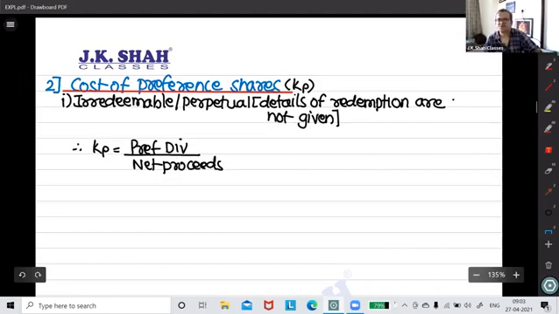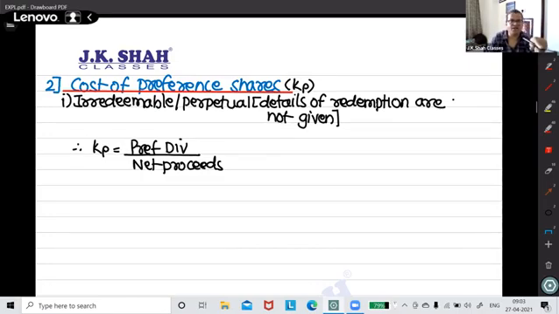Net proceeds, the meaning is the same, so I'm not repeating. Is that fine? If you want to write again, you can write. What is net proceeds? Face value plus security premium minus discount minus what? Flotation costs. If you wish to write, you write. No worries. But it is the same throughout the discussion. Okay.